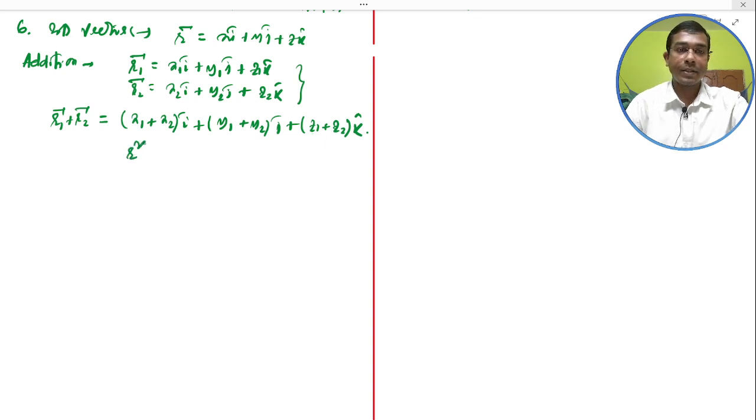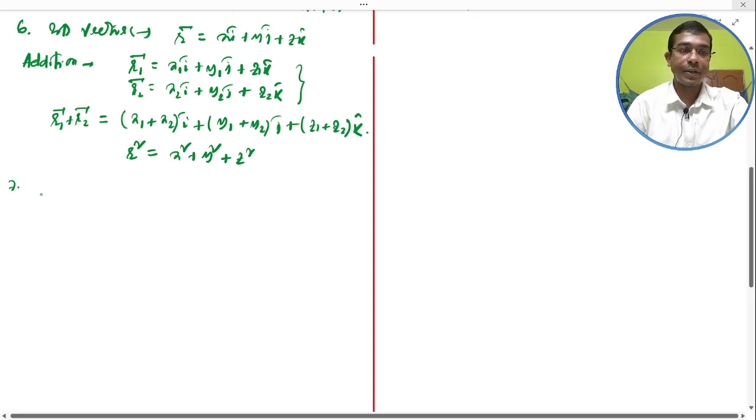And here basically r square is equal to x square plus y square plus z square. Next, the direction cosine. Very important.